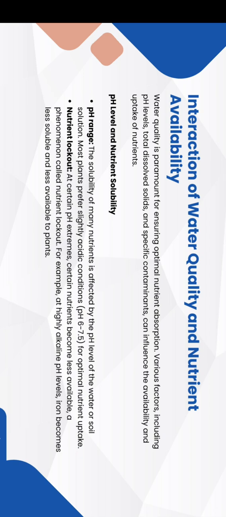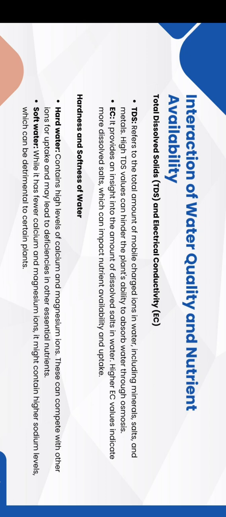pH range. The solubility of many nutrients is affected by the pH level of the water or soil solution. Most plants prefer slightly acidic conditions, pH 6 to 7.5, for optimal nutrient uptake. Nutrient lockout. At certain pH extremes, certain nutrients become less available, a phenomenon called nutrient lockout. For example, at highly alkaline pH levels, iron becomes less soluble and less available to plants.